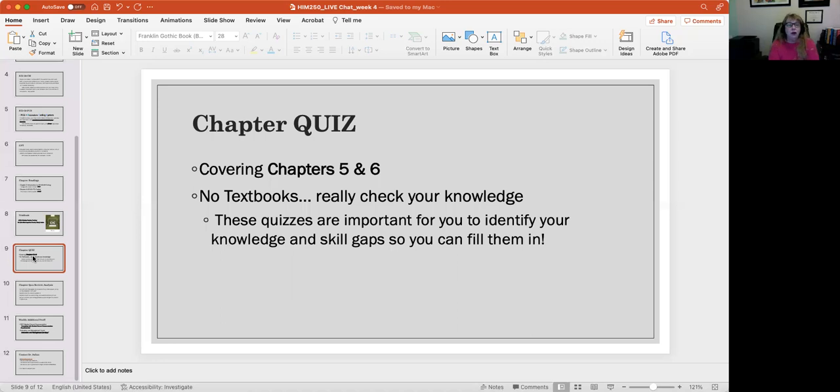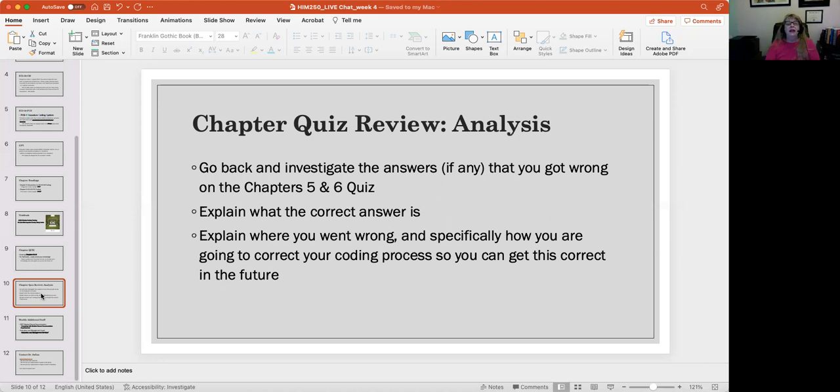Okay, then you have your quiz. I recommend no review guide. Okay, yes, of course you have to use your coding manual. That's absolute. Okay, but this is a really important practice for you to identify your knowledge and skill gaps. Okay. All right, very, very important. And then the analysis, seriously, this is so important to your improving, you're getting better, not only for the certification exam, but also for getting on the job. Okay. That's real life, which is really where it matters.